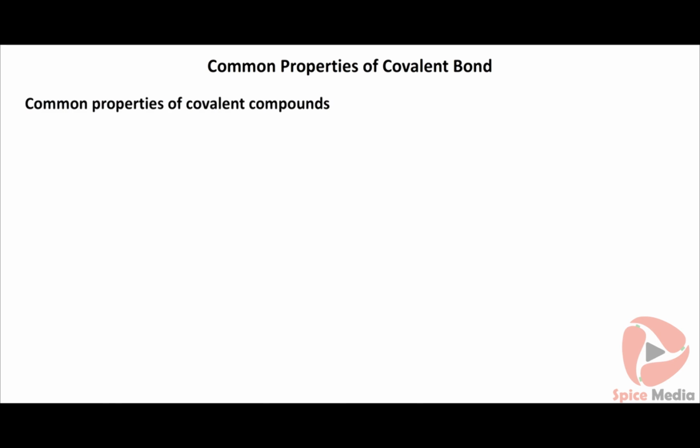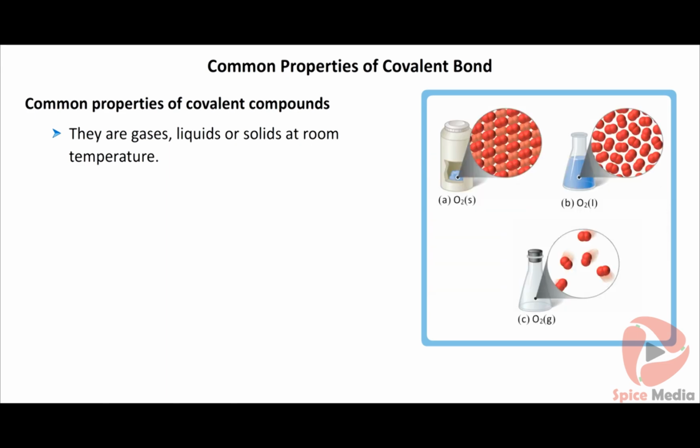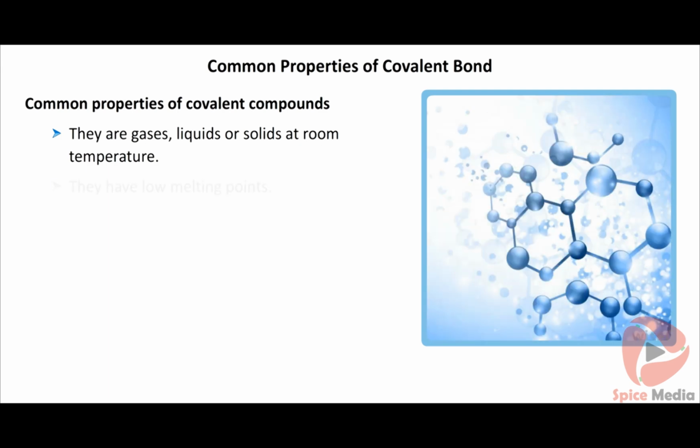Common properties of covalent compounds. They are gases, liquids or solids at room temperature. Due to weak intermolecular forces between the molecules, covalent compounds exist as gases, liquids or relatively soft solids. They have low melting points. In solids, the molecules are held by weak forces of attraction. When heat is applied, the molecules are readily pulled out and get free movement as in liquid.